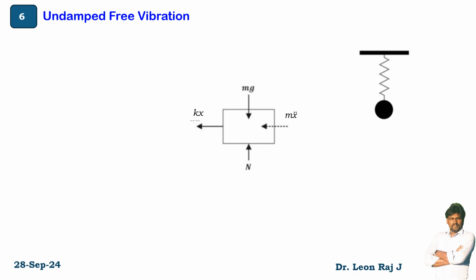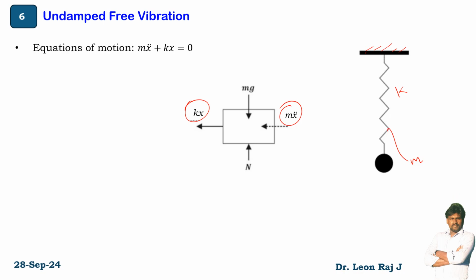A spring and mass is tied on the fixed wall. So the stiffness of the spring is k, and the mass is m. Subsequently, the free body diagram looks like this: inertia force and the spring force are there. So our equation of motion is m x double dot plus k x equal to 0.